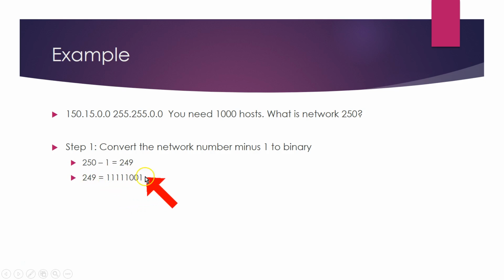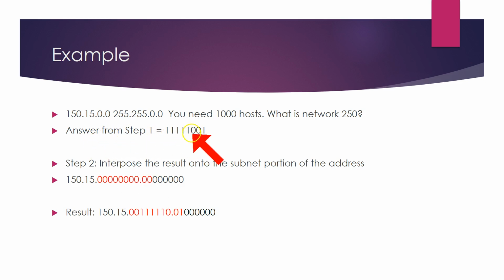Now, I didn't show the conversion steps because we covered those in an earlier video, and I didn't want to go through those again and take a long time on this video. So I just converted it for you, and we got 1111 1001. Some people like to put a space between these two little sets just to make it easier to read, but if you converted 249 to binary, this is what you get. Step 2, then, I'm going to take this number. Here's our answer from step 1, 1111 1001. And I'm going to interpose this result into the subnet portion of the address.